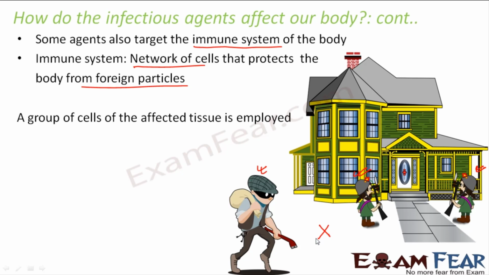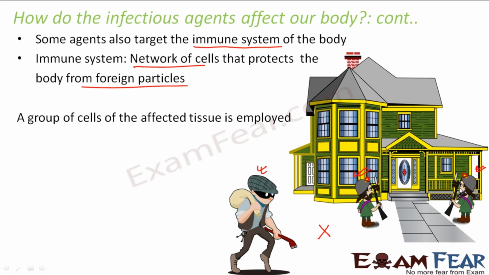But if in this war the thief wins, maybe because the thief has more powerful weapons than your security guards, then the thief will enter your house and steal things from it, and you will lose things, right? So this is the story I told you, and I am sure you have understood it. Now imagine that your body is this house. And these security guards which you have employed for the protection of your house are the immune system.